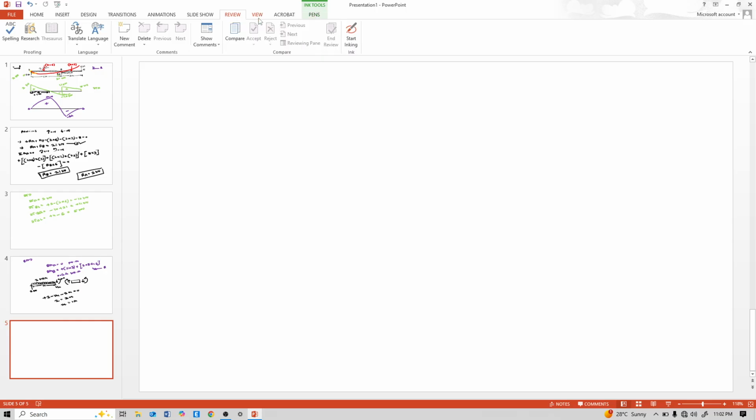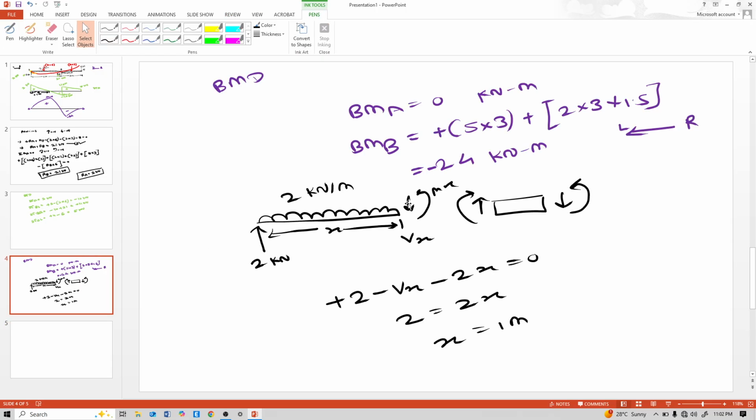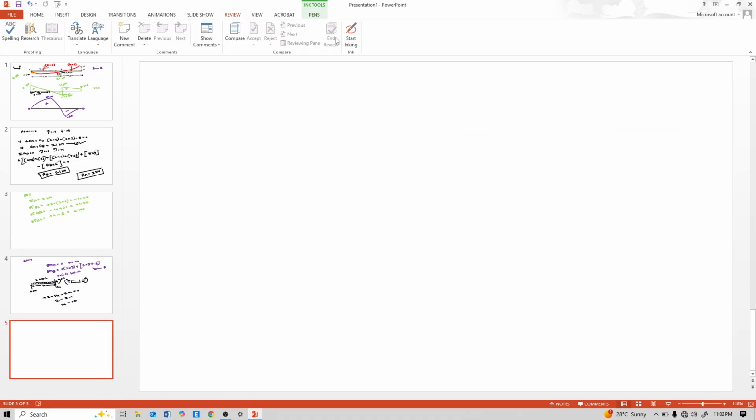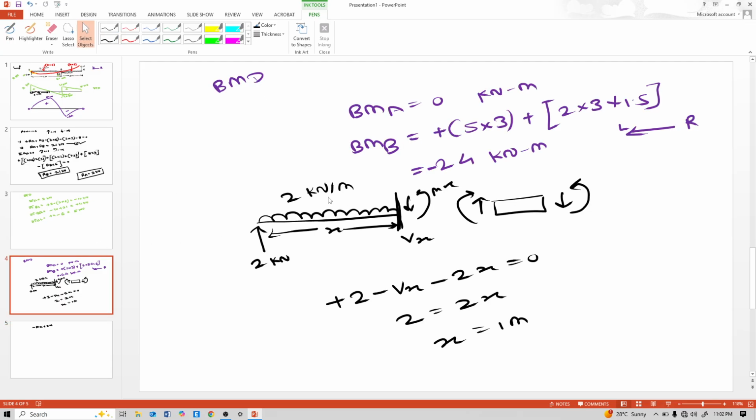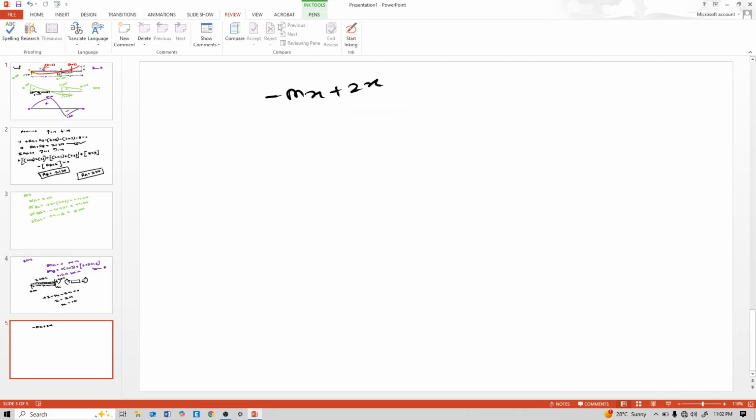Now calculate bending moment. This Mx is anti-clockwise, that's why minus Mx. We will calculate bending moment at this portion. So minus Mx, positive 2 into x, and this UDL is 2x into x by 2.